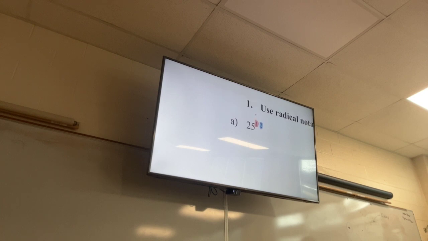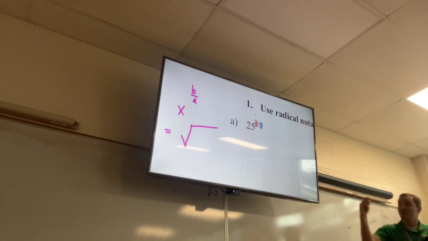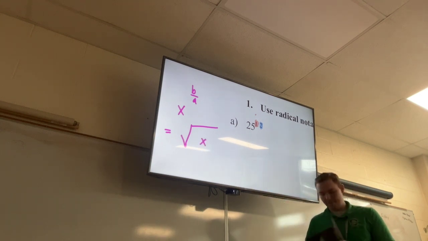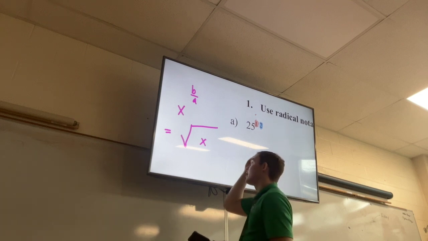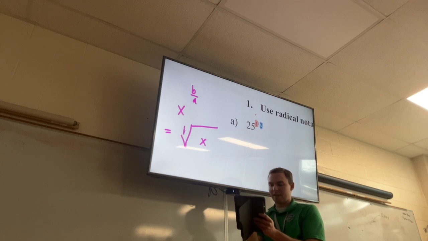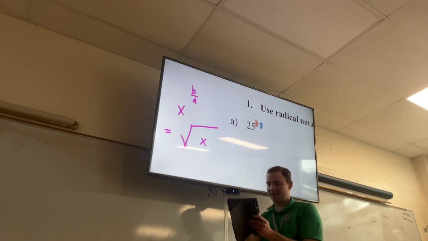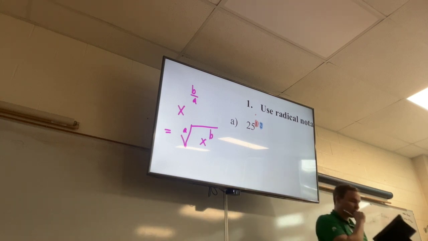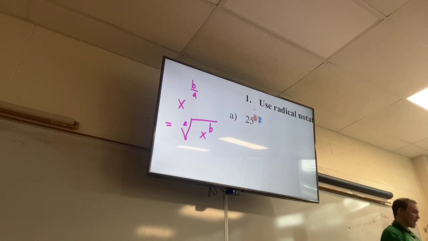So in general, if you have a number x that's raised to the b over a, you can rewrite it in what's called radical form. That's that little check mark symbol here. We're going to put our x in there. The denominator goes outside, in the root symbol, and the numerator goes inside the radical symbol. So the denominator is the root.